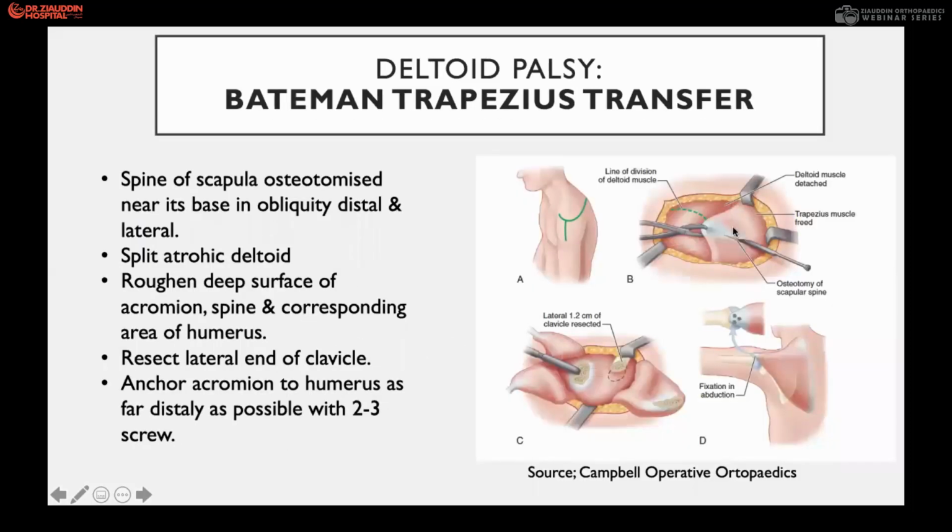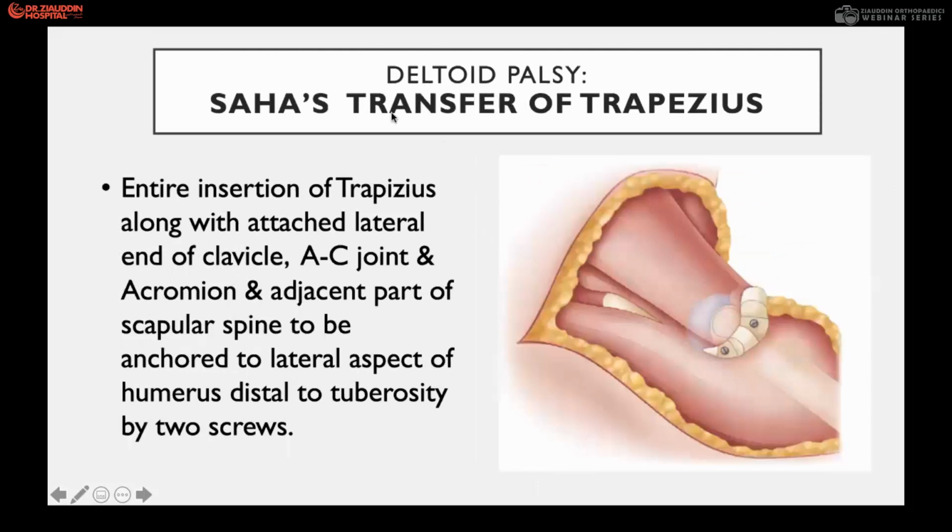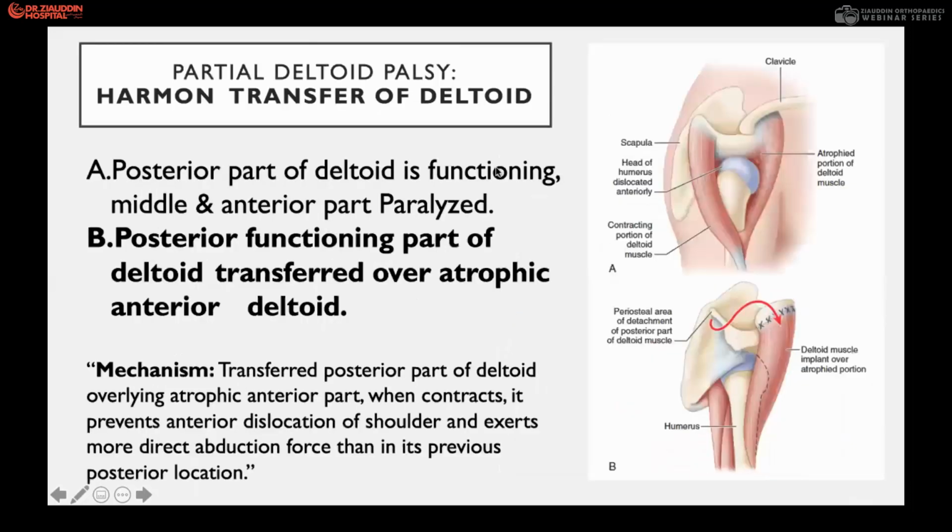Here is the trapezius transfer from the acromion to the shaft of the humerus laterally above the Bateman's area. Then there is also Saha's transfer of trapezius, which we transfer with the clavicular and AC joint and the acromion part of the scapular spine, and all are transferred to the lateral part of the humerus below the shoulder. Then there is Bateman's transfer for partial deltoid palsy, where the functional posterior part is transferred over the anterior part to prevent the subluxation.